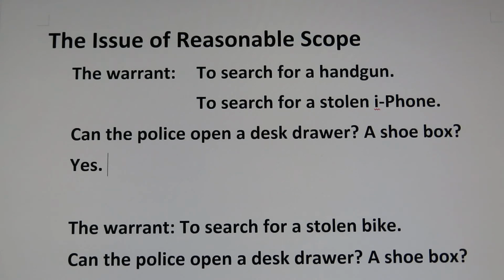Just remember, this issue of a reasonable scope is a very important issue. You do need to remember what we mean by this. When conducting a search, police must limit the search within reasonable scope, because this would determine whether the police search is legal or illegal. In the discussion of other cases, we will revisit this issue of a reasonable scope over and over again. So it is important for us to remember what we mean by this issue of a reasonable scope.